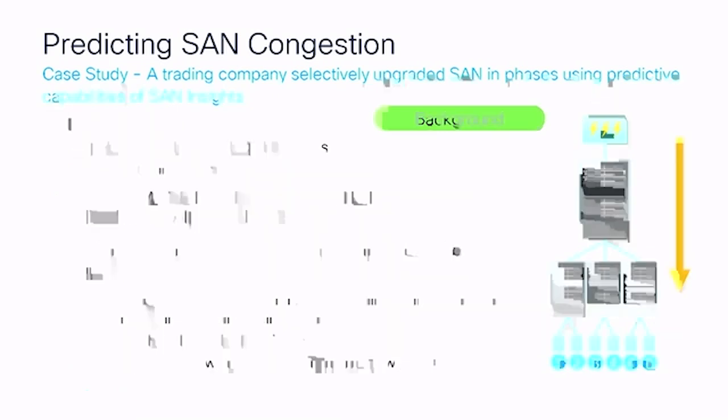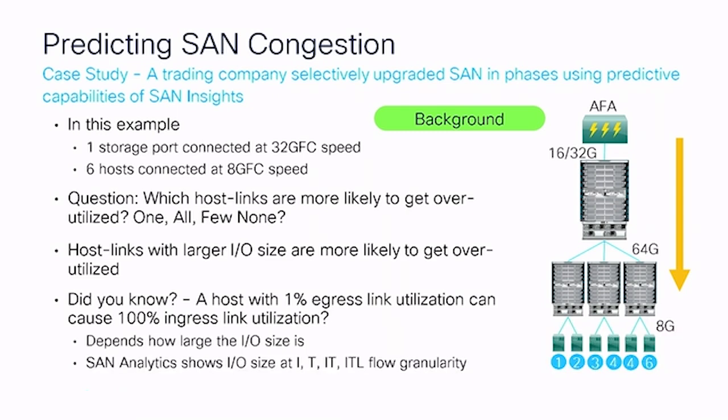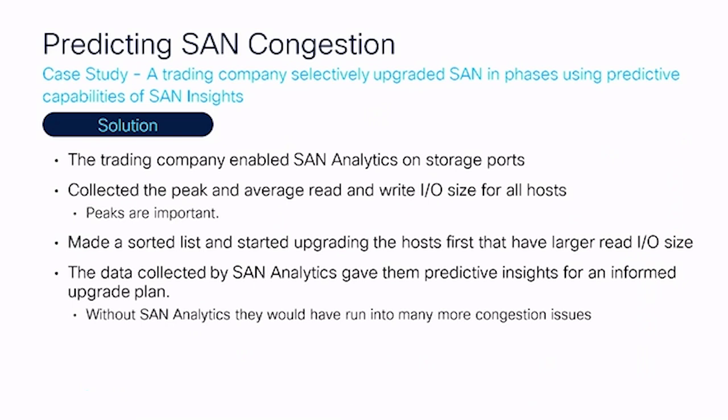I'm not talking about any fancy AI, ML, no. It's very simple stuff. There are metrics that can tell us a lot. So that customer did the same thing. It took them a while. Then when they upgraded the storage arrays, they also enabled SAN Analytics on the storage ports. Then they collected the IO size. They actually looked at the peak values, because remember, peak values are really important.